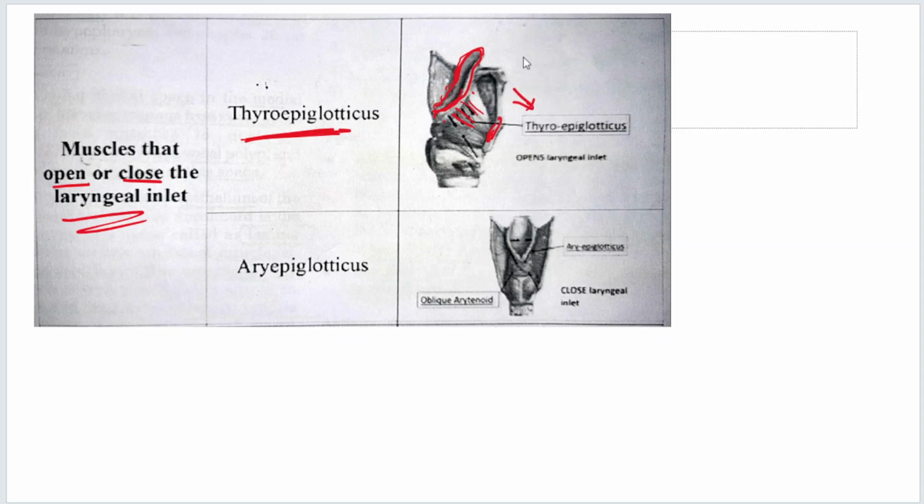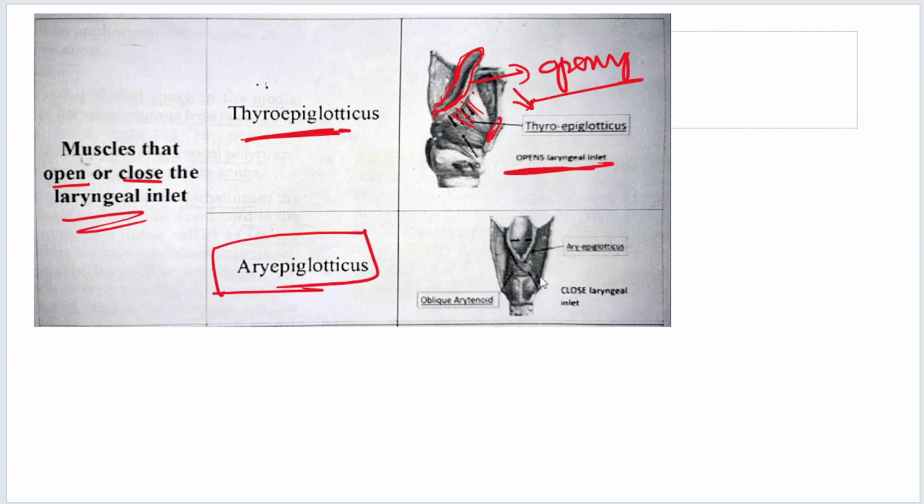The epiglottis opens like a flower. Okay, so the thyroepiglotticus causes opening of the laryngeal inlet. Ara-epiglotticus is between the arytenoid and epiglottis. So you have the oblique arytenoid, inside you have the transverse arytenoid, and on top of it, in the form of an X mark, you will have an oblique arytenoid that continues forwards to form the ara-epiglotticus. They are the same muscle essentially.